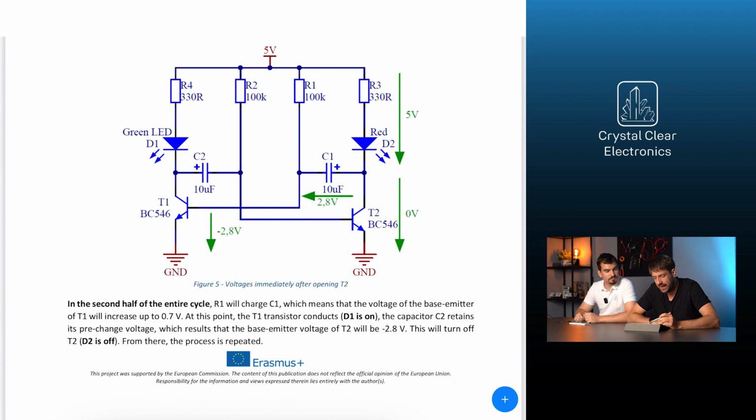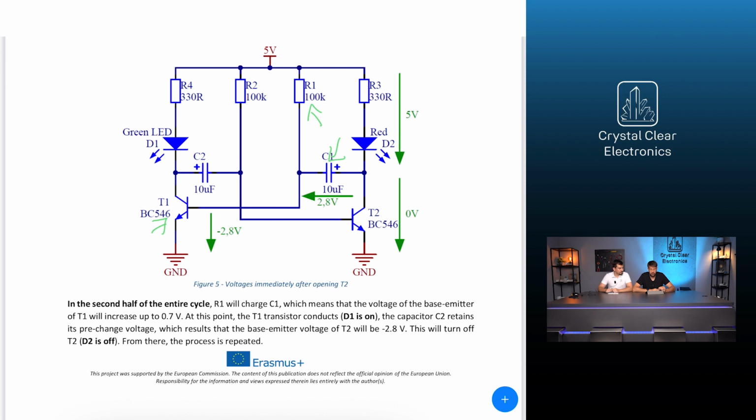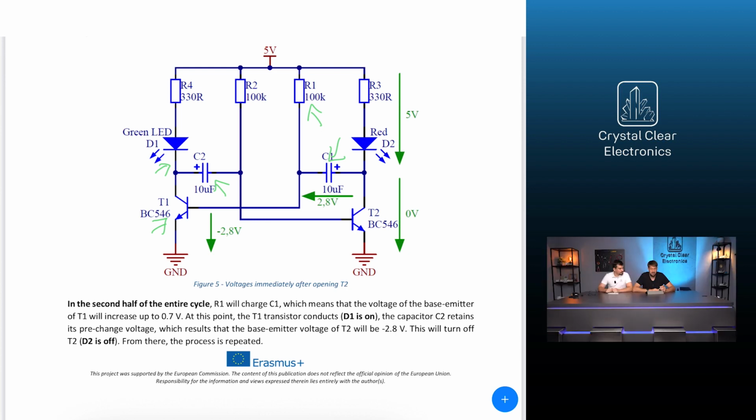In the second half of the entire cycle, R1 will charge C1, which means that the base emitter voltage of T1 will increase up to 0.7 volts. At this point, the T1 transistor conducts. D1 is on. The capacitor C2 retains its pre-change voltage, which results in the base emitter voltage of T2 being minus 2.8 volts. This will turn off T2 and D2 will be off. From there, the process is repeated.